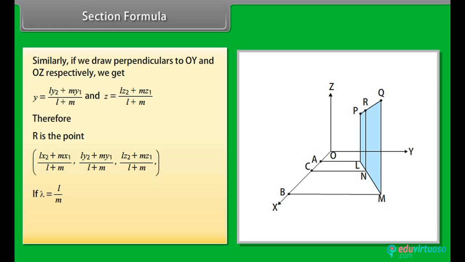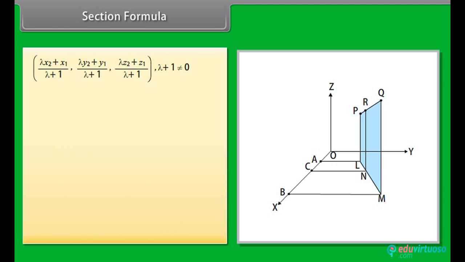If lambda is equal to l by m, then the coordinates of the point R which divides PQ in the ratio lambda:1 are (lambda x2 plus x1) divided by (lambda plus 1), (lambda y2 plus y1) divided by (lambda plus 1), (lambda z2 plus z1) divided by (lambda plus 1), where lambda plus 1 is not equal to 0.